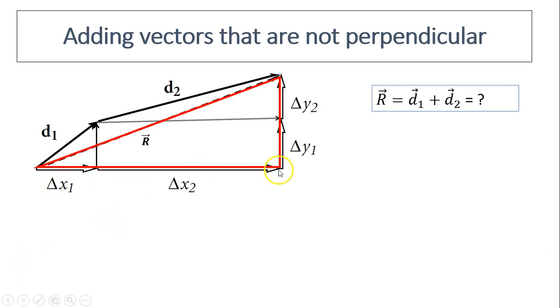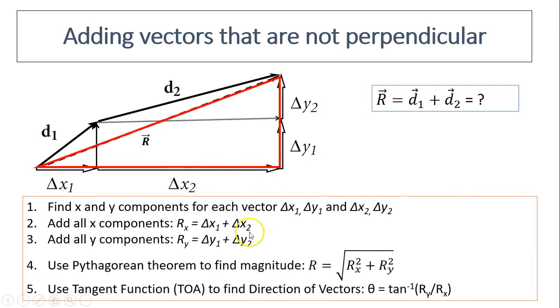How do we find the size of the leg? Well, D1 has two components, delta x1 and delta y1, right over here. Delta y1, we just moved over here. D2 also has two components, delta x2, right over here, and delta y2. And so the size of the whole right triangle is simply delta x1 plus delta x2. And the y part is delta y1 plus delta y2.